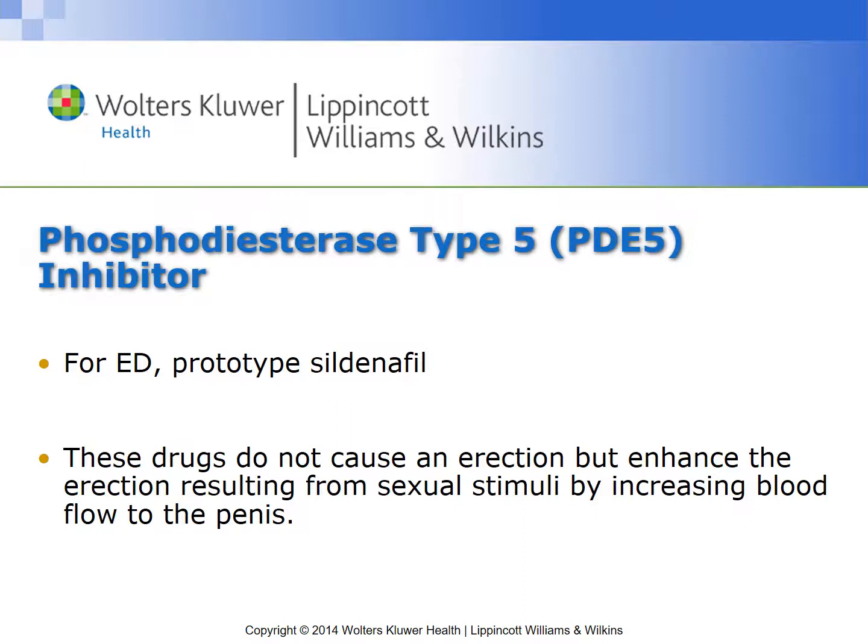Okay, let's move on to our phosphodiesterase type 5 inhibitors. And these are used for erectile dysfunction. And again, the prototype for this is sildenafil. And then we have a couple of other drugs that are listed as your exemplars. And notice that they are all the generic name, they all end with fil. So you can use your imagination with how to remember this is used for erectile dysfunction.